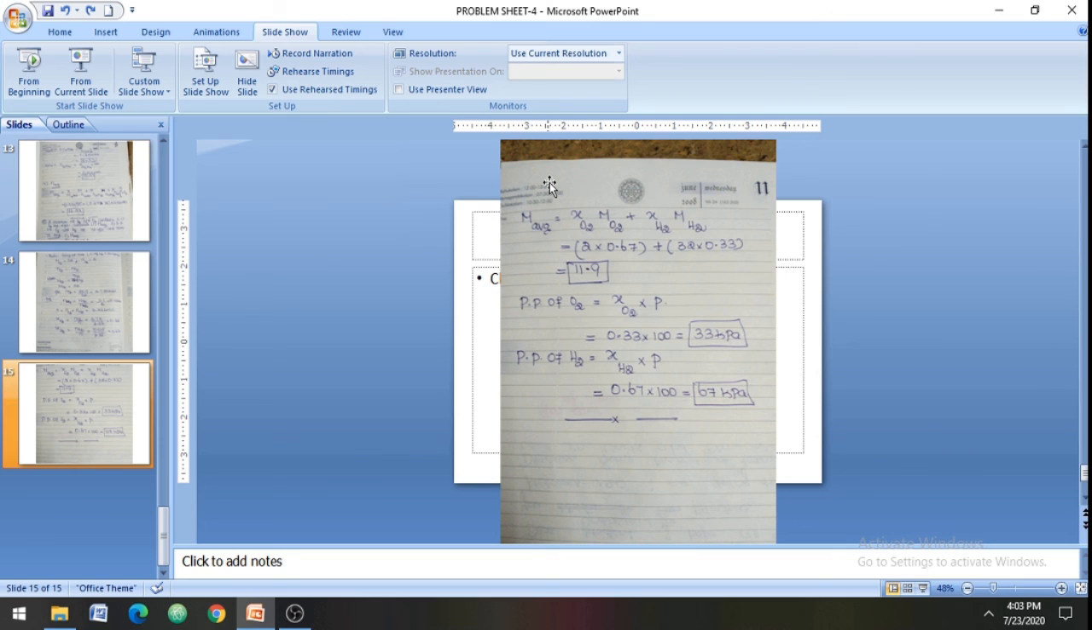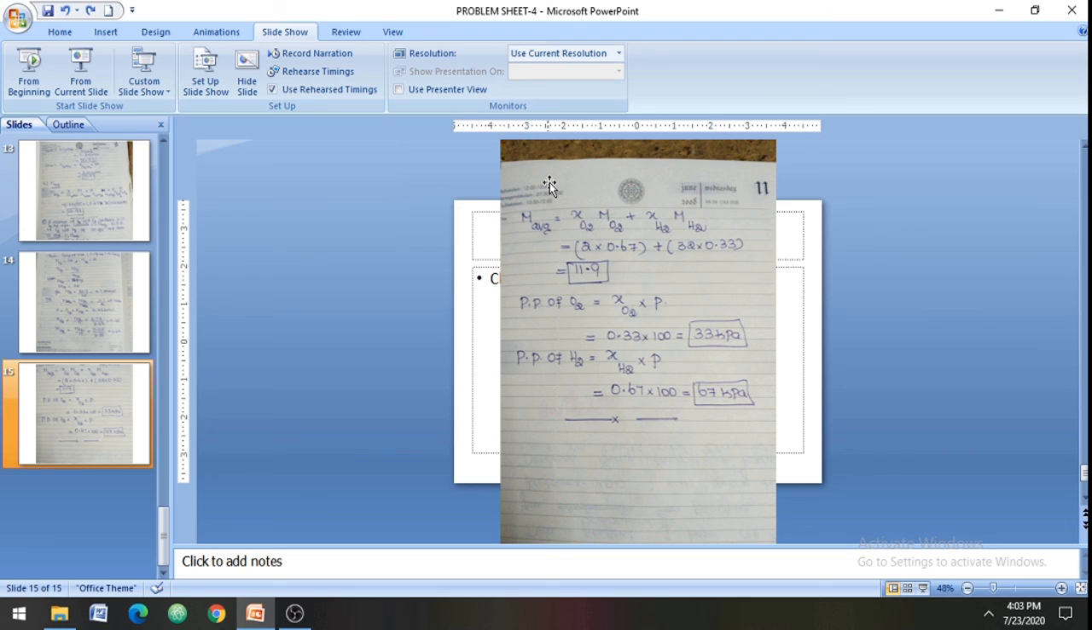The second part is the partial pressure of the component. The partial pressure of oxygen formula is mole fraction of oxygen into total pressure. This is the formula for partial pressure. Here the mole fraction of oxygen is 0.33, into the total pressure, which is given as 100, gives 33 kilopascal. Next is the partial pressure of hydrogen, equal to mole fraction into total pressure, 67 kilopascal.